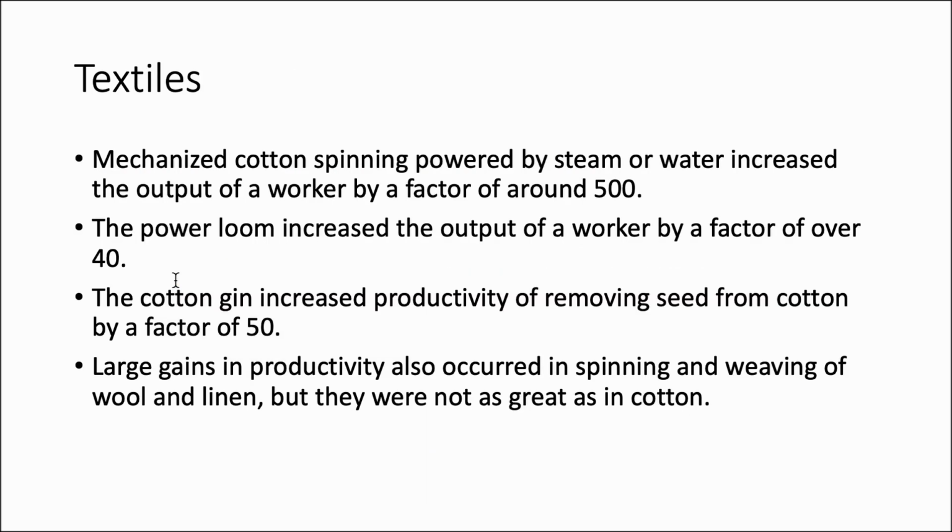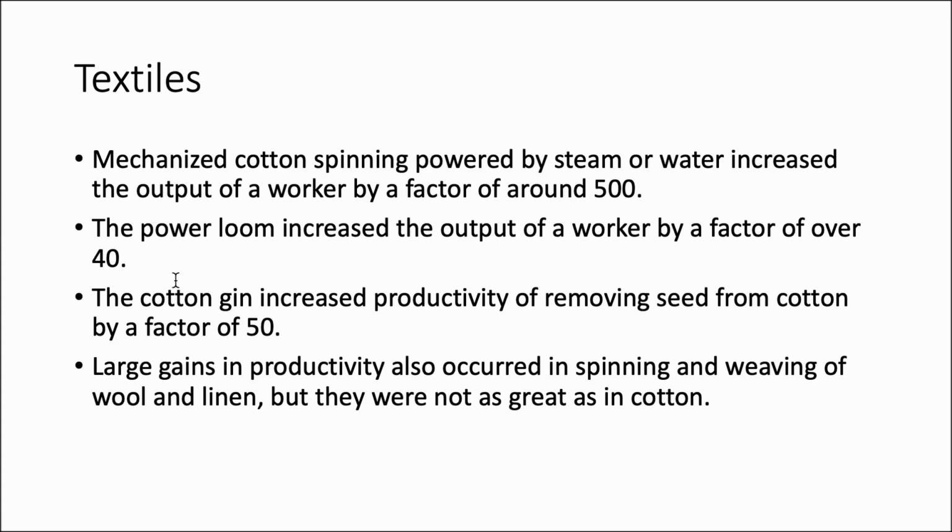So on to some of the specifics of the Industrial Revolution. We have the advancements of textiles. So this is past the Agricultural Revolution into the Industrial Revolution. You had new machines creating fabric on a huge scale. The mechanized cotton spinning powered by steam or water increased the output of a worker by a factor of around 500. So that is a huge leap in the production of textiles.